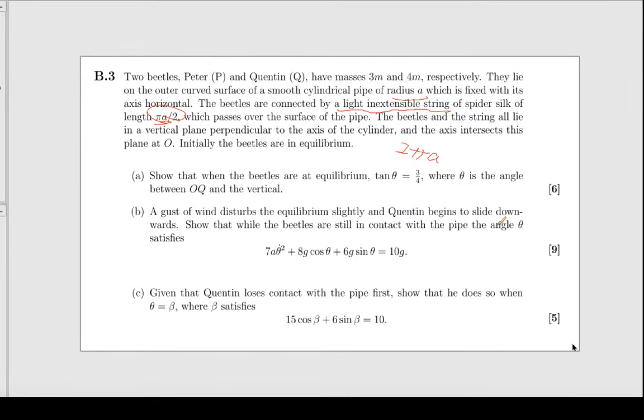Okay, B, so, they're moving slightly now. A gust of wind disturbs the point in the middle, and now they're sliding downwards. So while they're still in contact with the pipe, we want to show that the angle theta satisfies this equation here. Now, if you look at it, it looks kind of daunting, like what are all these terms?